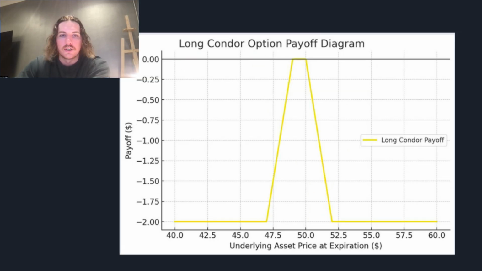The long condor strategy payoff diagram displays the characteristic plateau shape, showing its target of profiting from low to moderate volatility. The flat section at the top of the diagram represents the maximum profit realized when the asset price expires between the inner short strikes. The realized profit indicated the asset price settled within the broad profit range, specifically allowing the inner short options to expire and retrieve a return consistent with the strategy's aim.